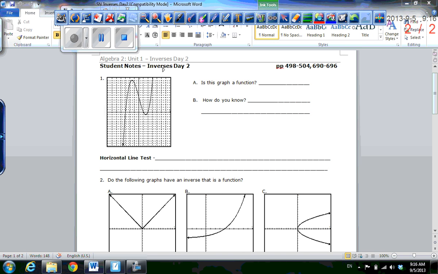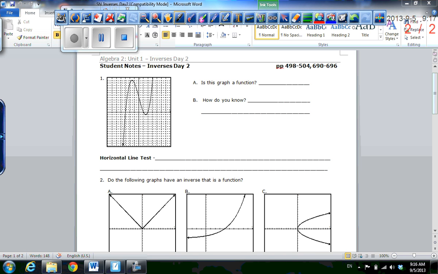First off, we'll talk about inverses again, so we're just doing more of the same. We'll go over a couple different things. But first things first, is this thing a function? A couple people say no, a couple people say yes. How can we tell? Vertical line test, right?